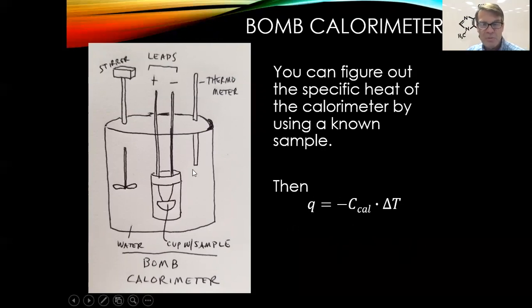Actually, it's not just the bomb; it's the specific heat of the whole thing. We can do a sample that we know what is supposed to happen with it, so that we can calibrate our sense of what this is, and then we'll be in a situation where we can find out what the heat is by the change in temperature and our knowledge of the heat capacity, as it were, of the calorimeter. Cal stands for calorimeter. So this is what we might use for exothermic reactions, or not exothermic, combustion reactions.